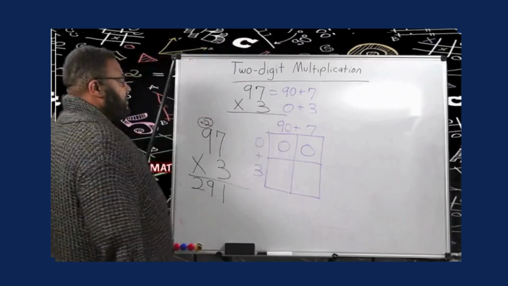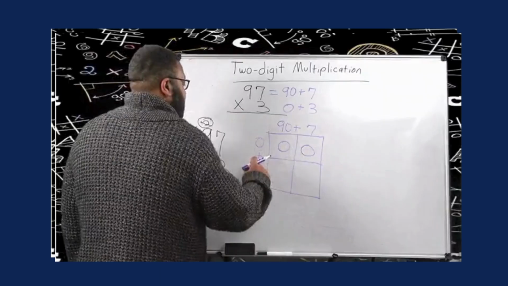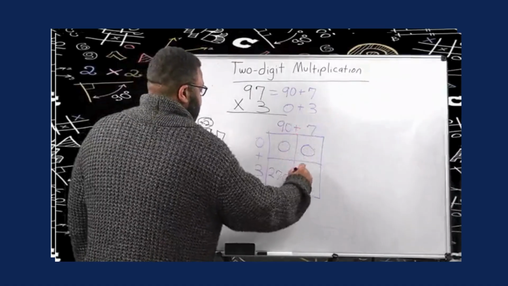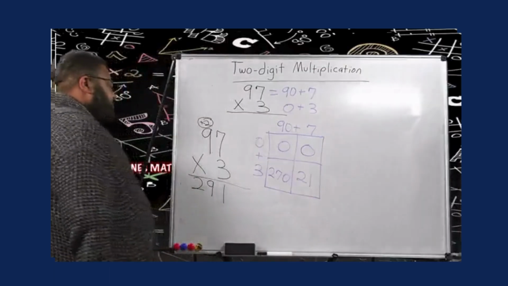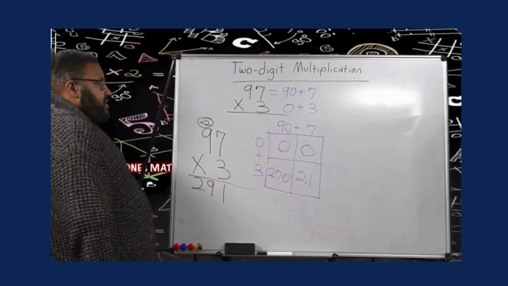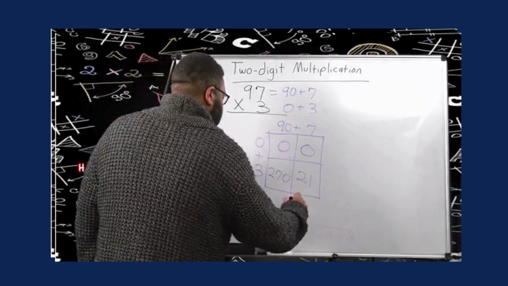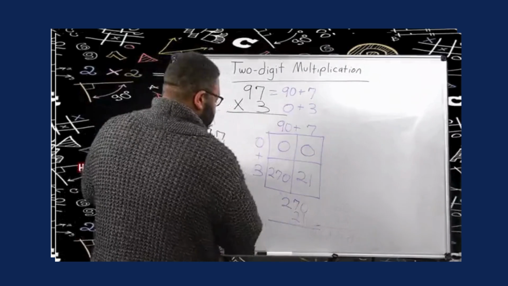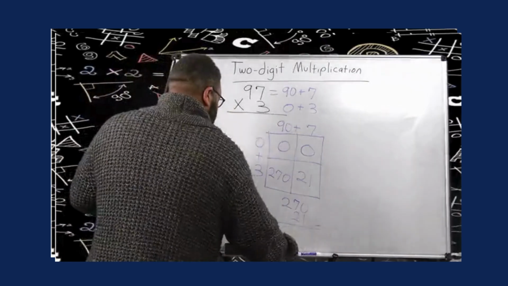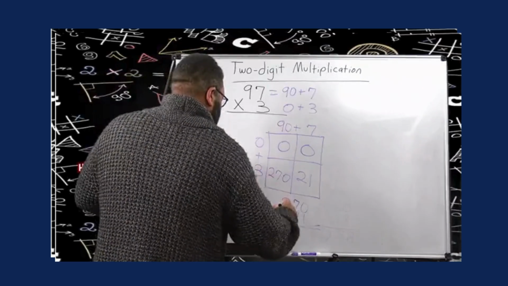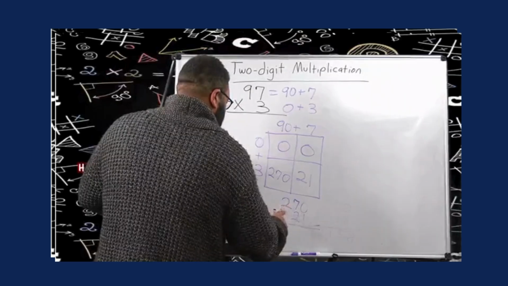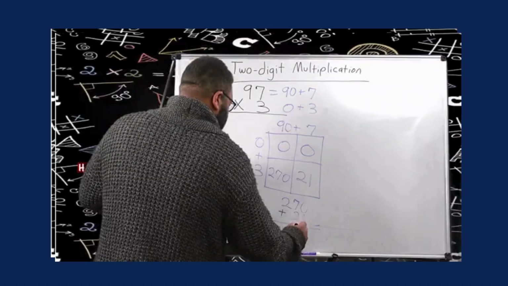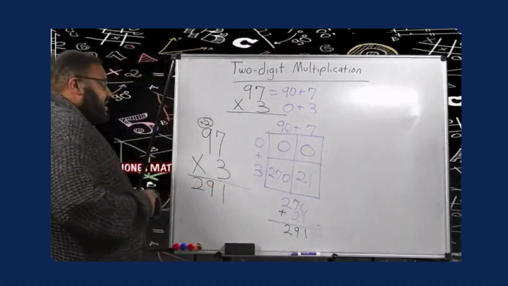All right, let's come down here. 9 times 3 is 27, and I add a 0. And 7 times 3, we know is 21. That look familiar? Yep. So let's add this together. 270 plus 21. 0 plus 1 is 1. 7, 8, 9. 291.